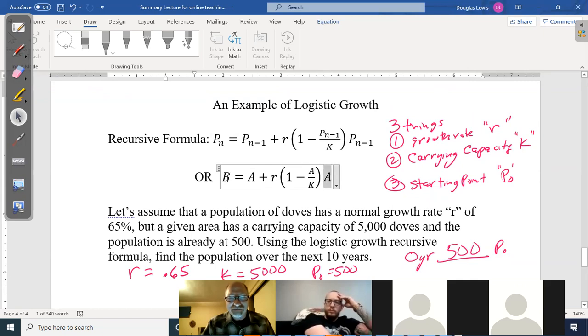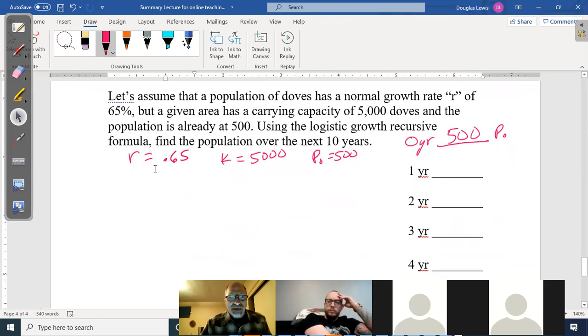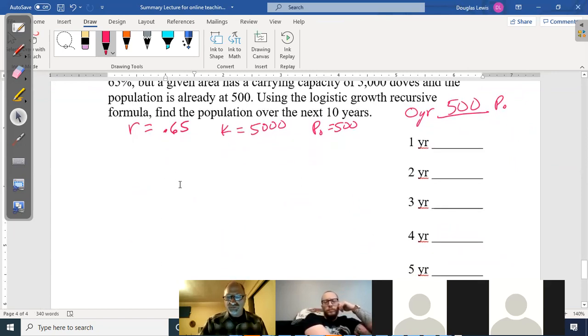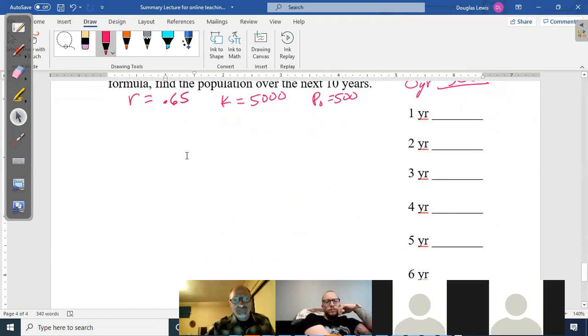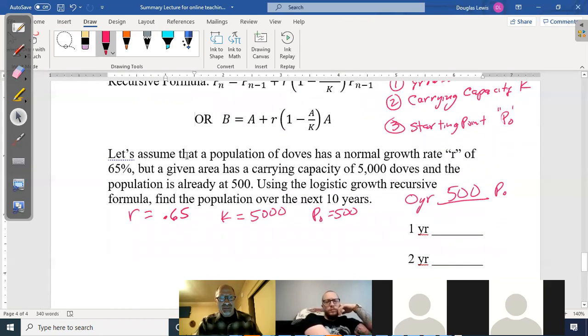How do you find the value of B? You have to look at A first, the one before it. Let's take a look at this. This is a recursive formula, not an explicit one. Recursive formulas are formulas where we find year after year after year: 1, 2, 3, 4, 5, 6, 7. I'm going to show you how you do this pretty efficiently.